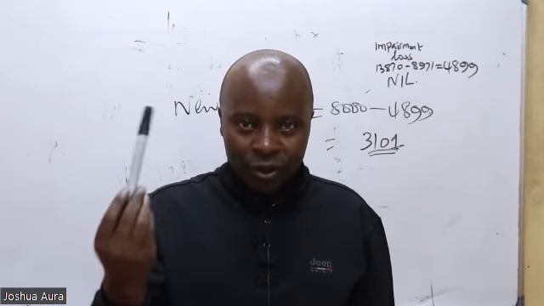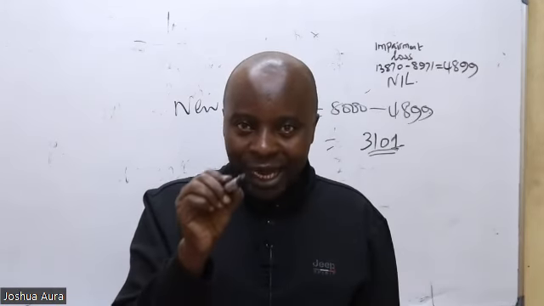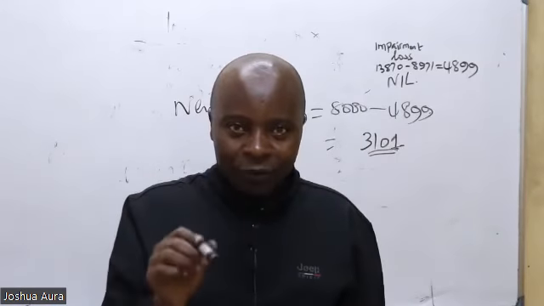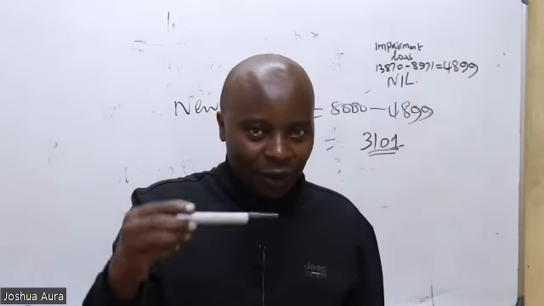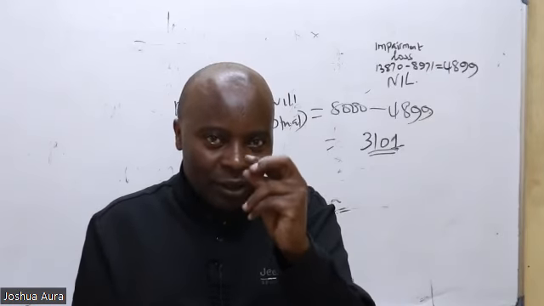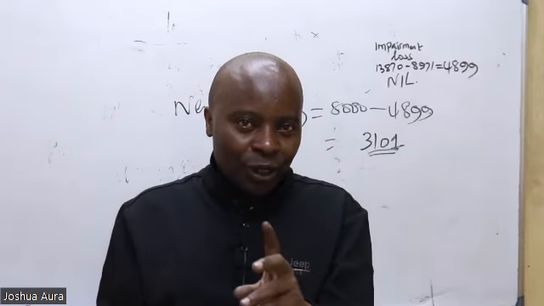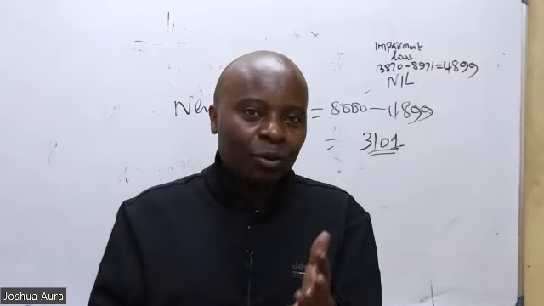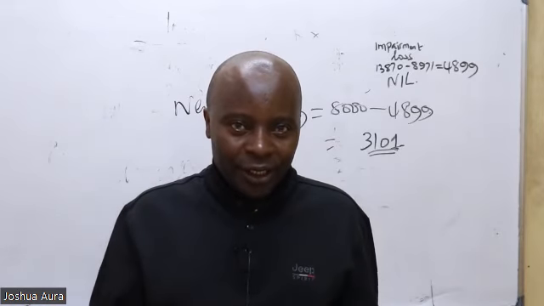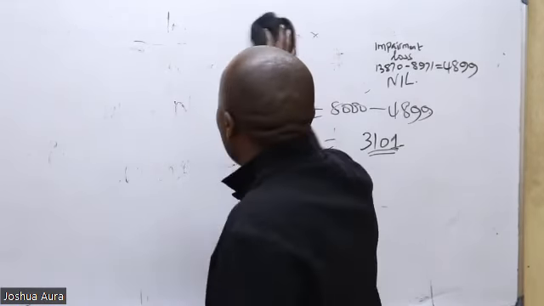First of all, we exhaust goodwill. After exhausting goodwill, we go to specific assets that have been impaired. After you exhaust that kitty, now we go to the other assets, whose remaining loss will be shared proportionately to the other assets. Remember, number one, you start with goodwill. You exhaust it fully.